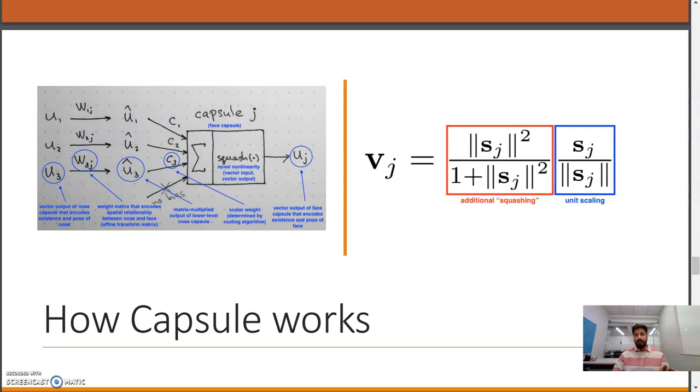We don't add any bias in this layer, that is primary caps. We squash the output into a vector that is almost a scalar entity with a direction. The output of the face capsule encodes the existence and the pose of the face. Now, towards the right, we have the equation, how we are squashing it. This is how the output vectors are squashed into a scalar with a direction.